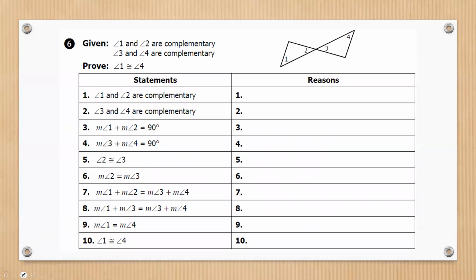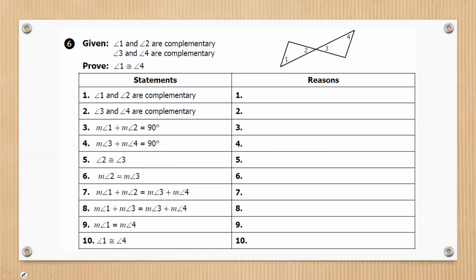All right, this is fun. We have angle 1 and angle 2 are complementary. Angle 3 and angle 4 are complementary. We're going to prove that angle 1 is congruent to angle 4. Okay, so let's put all those givens in there.